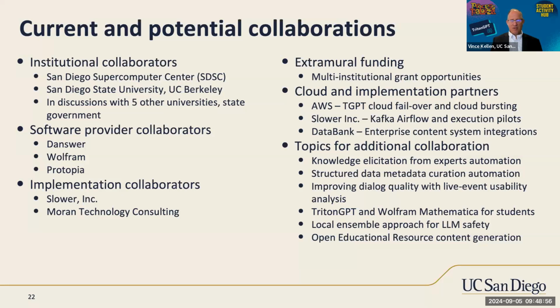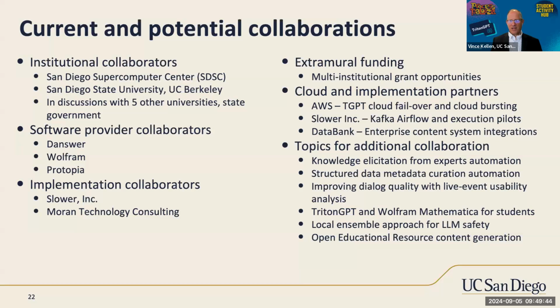We have two partners here that Brett mentioned. We've got discussions with five other universities and state government. More to come on that should anything happen there. We do have software provider collaborators. The big ones are Wolfram and Protopia. Wolfram is a UC San Diego student startup. They graduated a few years ago and are off and running with their company. Protopia has a little bit longer history, also off and running, and is from a UC San Diego faculty member. We have a couple of implementation collaborators who are right there with us very closely, Moran Technology Consulting and Slower Inc. And we expect to continue to tap them as we grow into more community collaborations. And we're very partner friendly on others.